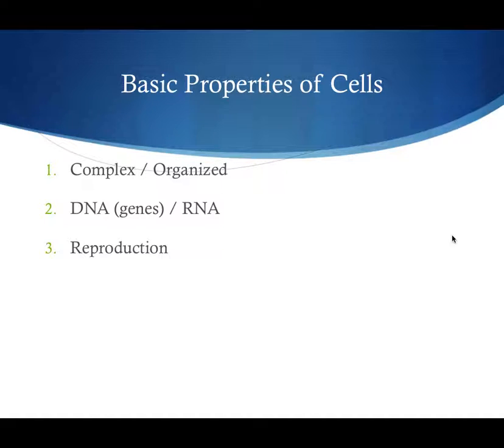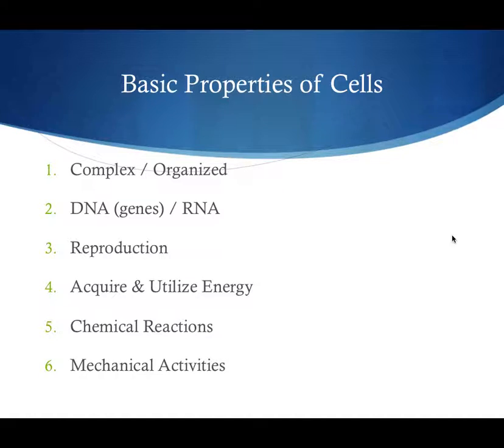3. Cells have the ability to divide and reproduce. 4. Cells have the ability to acquire and utilize energy. 5. Cells are capable of carrying out a variety of chemical reactions. 6. Cells can carry out mechanical or physical activities such as contraction. 7. Cells must have the ability to respond to chemical, mechanical, thermal, and electrical stimuli. 8. Cells are capable of self-regulation or maintain homeostasis to keep factors in set point range.